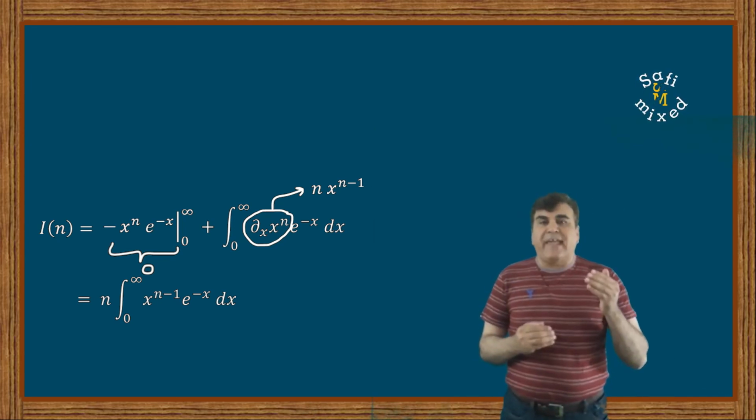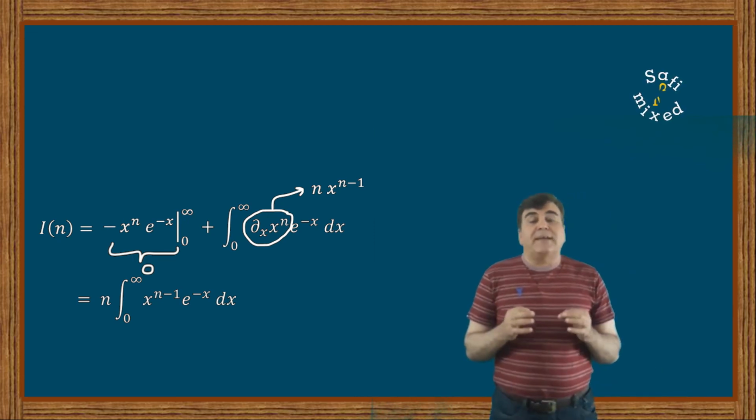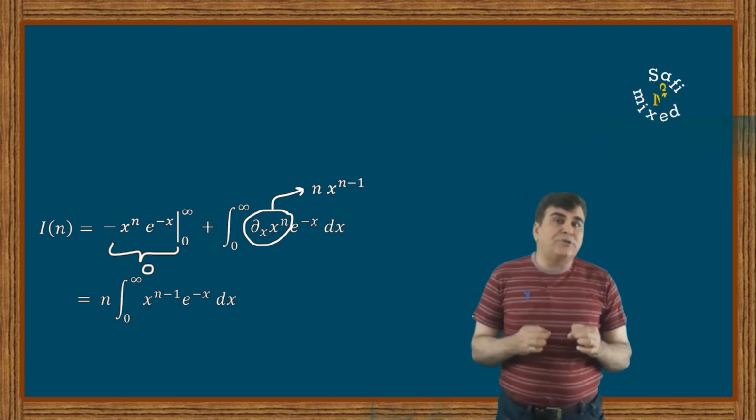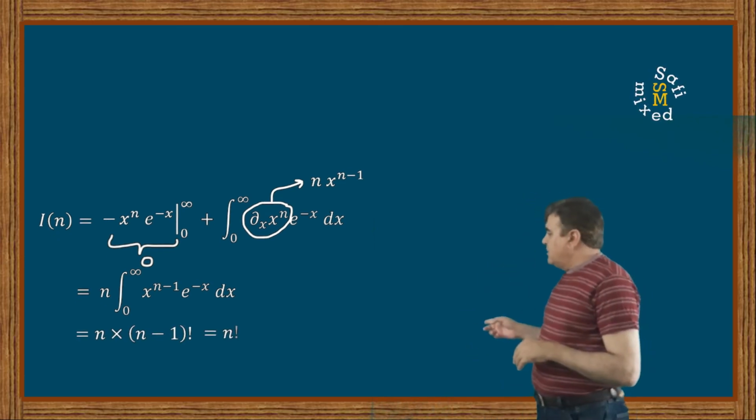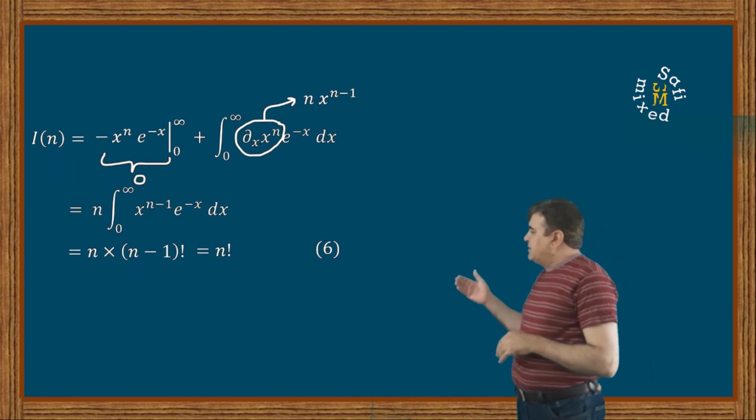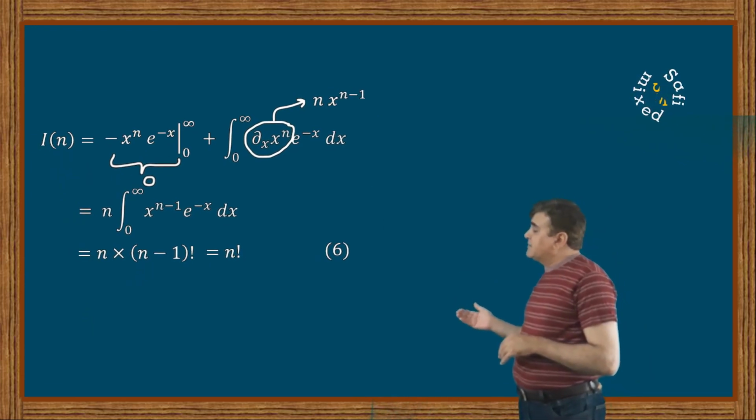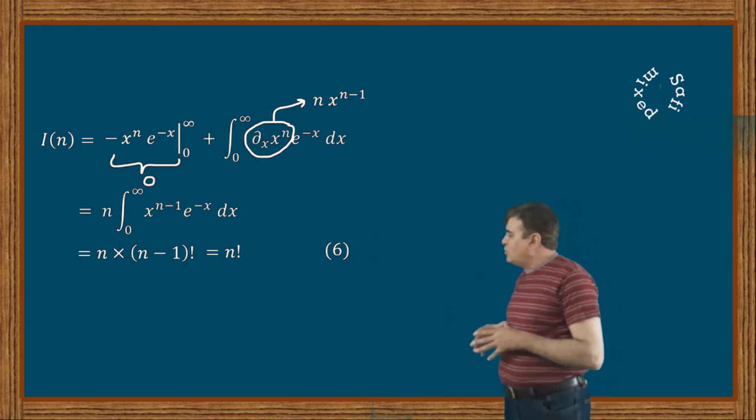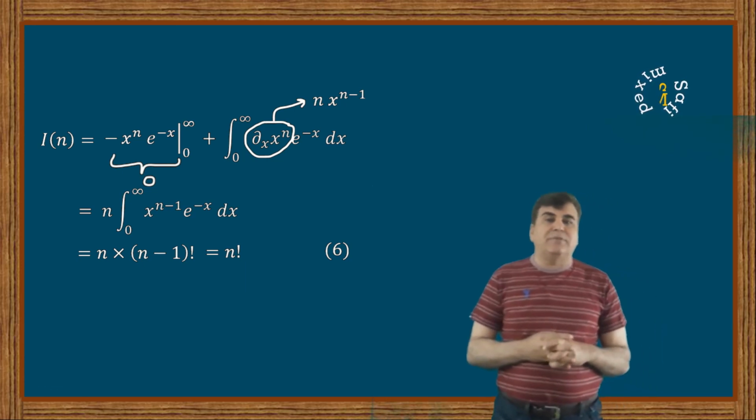According to the previous calculation for 3 different values of n, we can argue that the integral should be equal to n minus 1 factorial. Therefore, I of n equals the integral x raised to the power n times exponent minus x dx should be equal to n times n minus 1 factorial, which can be written in terms of n factorial.